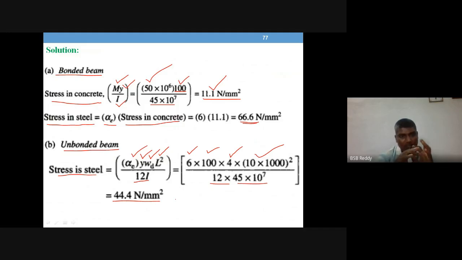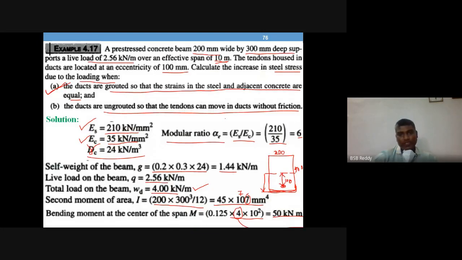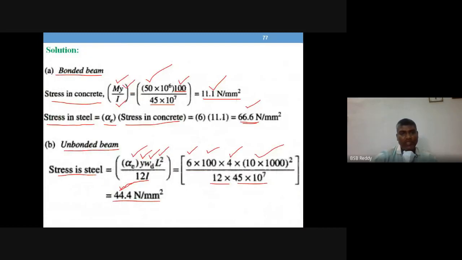So for the same beam with the same tendons, everything same, you can see the bonded beam is having a higher value of stress in steel, whereas for the unbonded beam, it is 44.4 only. Okay, mathematically we have also proved the behavior which was presented as a diagram. Right. So bonded beams possess higher stress in steel than unbonded beams.